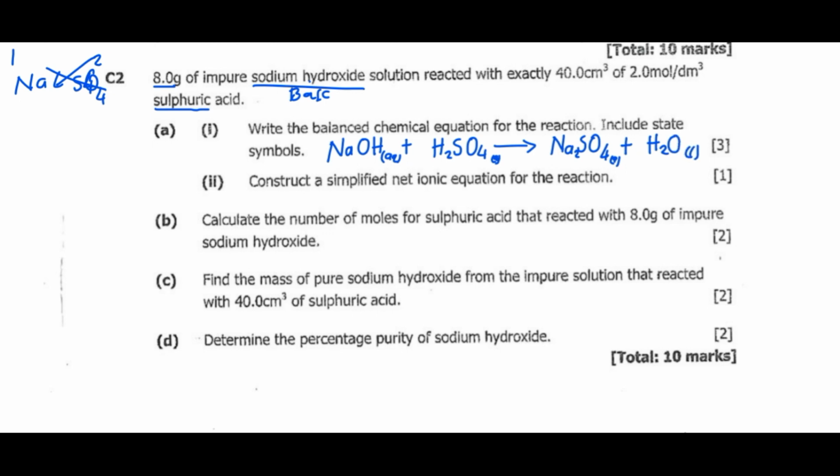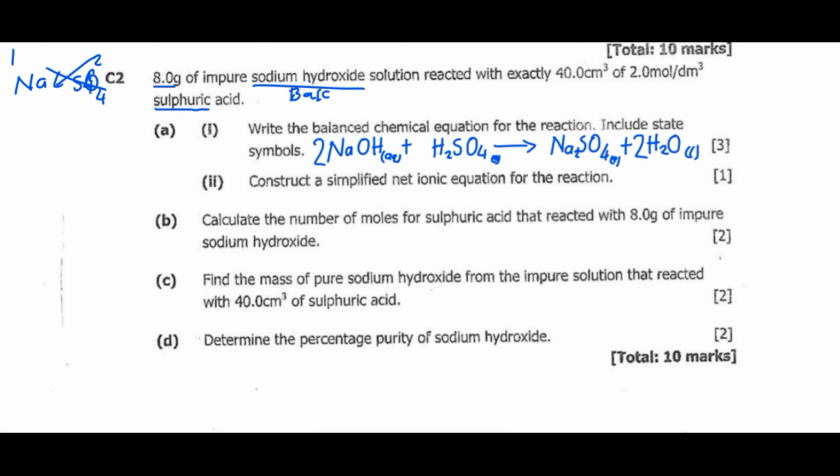So we need to balance our equation. Let's begin with sodium. We need to put a 2 here, so 2 atoms of sodium, 2 atoms of sodium. Then for oxygen, we have 2 plus 6 here, so we need to put a 2 here. So 2 times this, we have 4. Okay, so now we have the equation that is balanced. Then for Roman numeral 2, construct a simplified net ionic equation for the reaction.